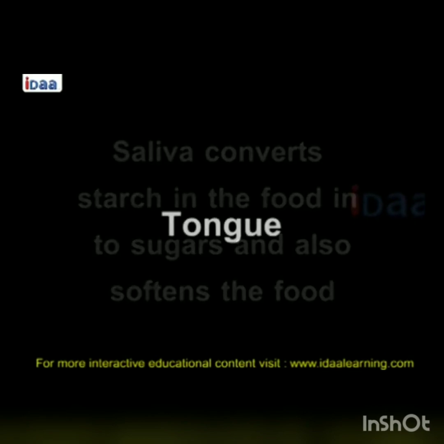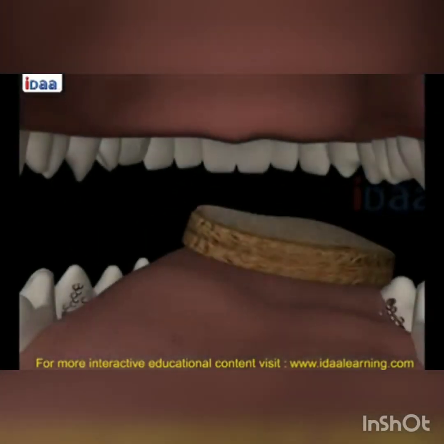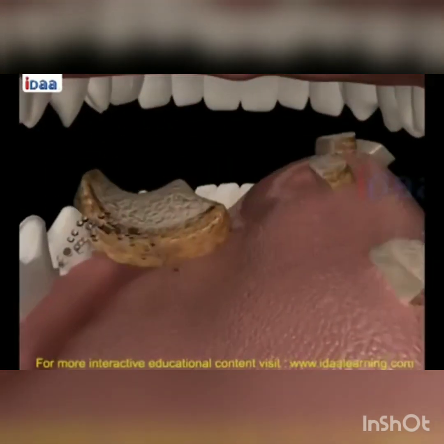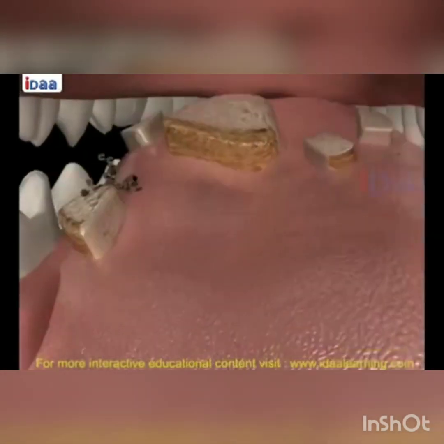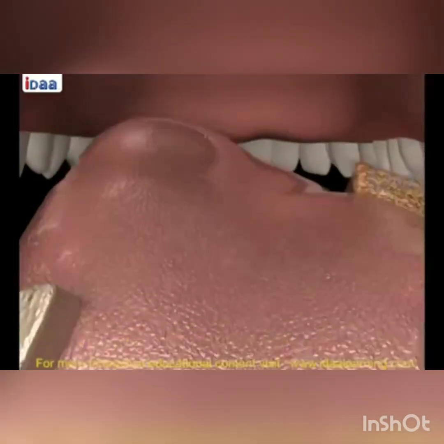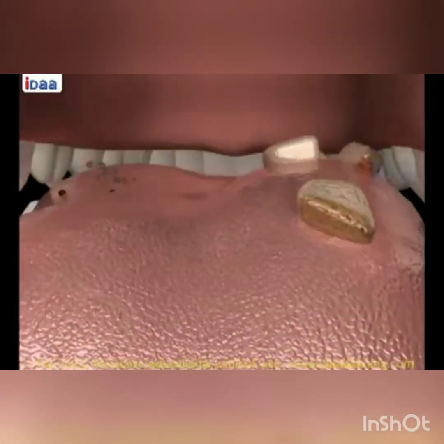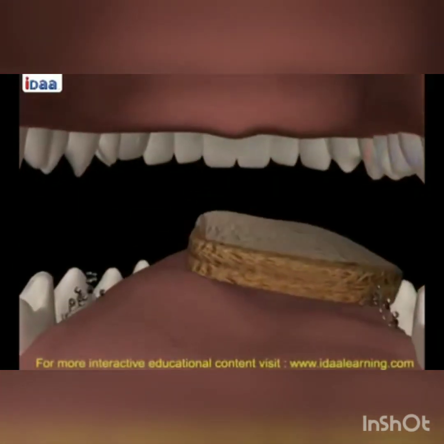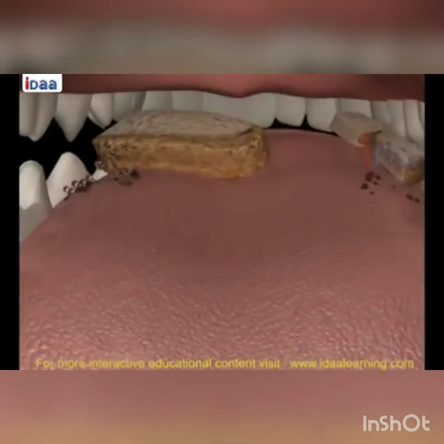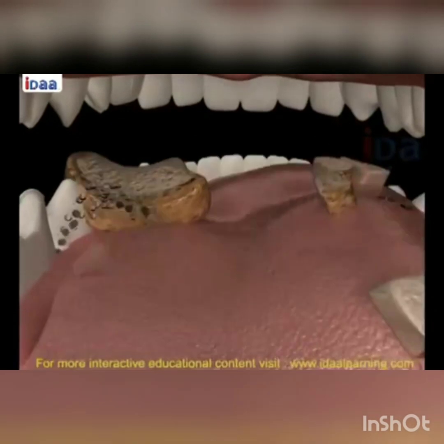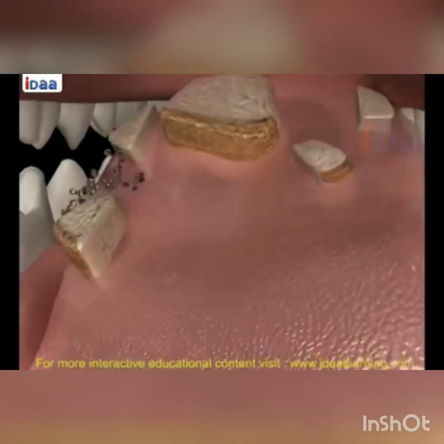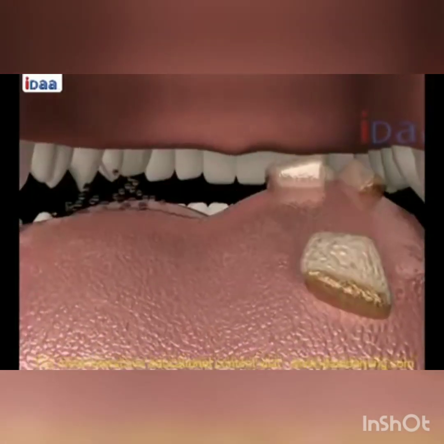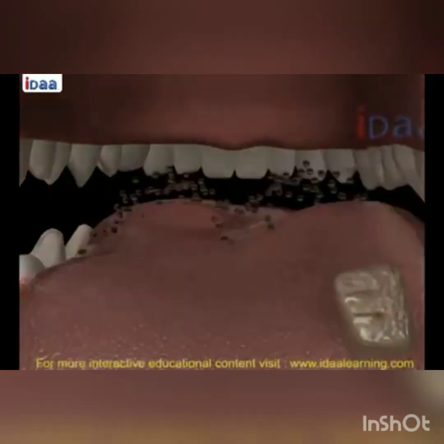Now, tongue. Tongue is a fleshy, muscular organ attached to the floor of our buccal cavity. Taste of food can be detected by the taste buds present on the tongue. Taste buds are the small bumps on the tongue and have different regions which help us to enjoy different tastes like sweet, salty, etc. and also help in swallowing down the food.